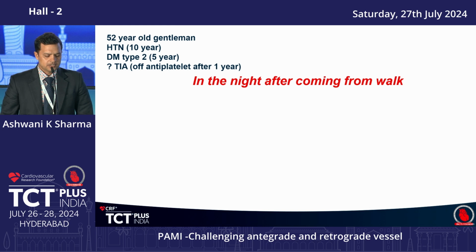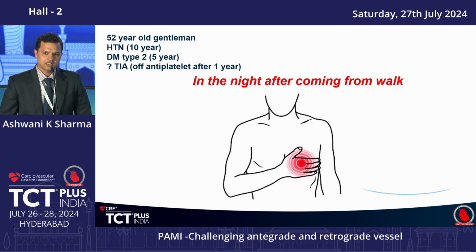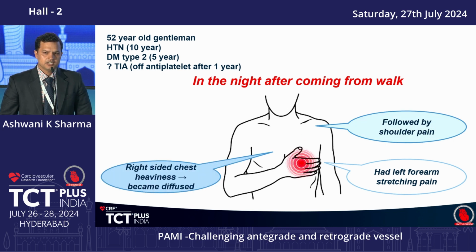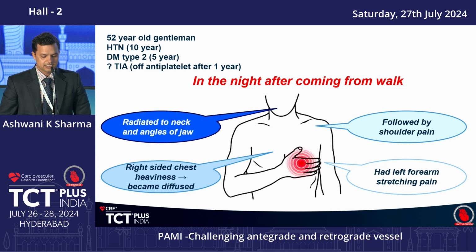So in the night, after his dinner and after having his evening walk, he had stretching pain in the left forearm, which later involved the left shoulder. Then there was heaviness in the right side of the chest, which became diffuse, and later it was radiating to the neck as well as the angle of the jaw.